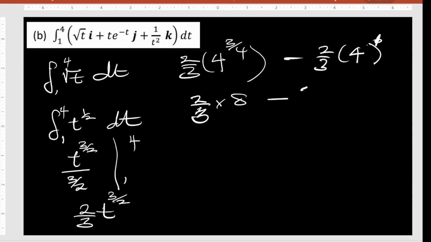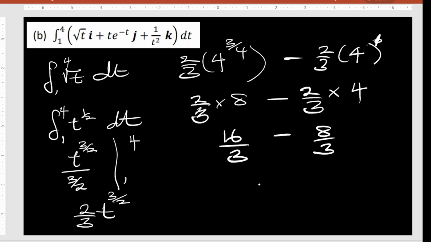Then we have 2 on 3 multiplying 4. This will yield 16 over 3, and this will yield 8 over 3. And the final answer will just be 8 on 3.